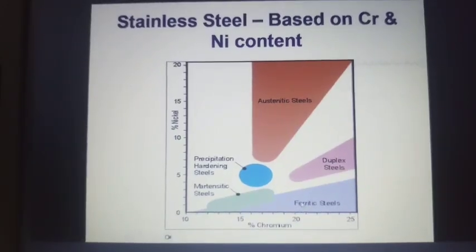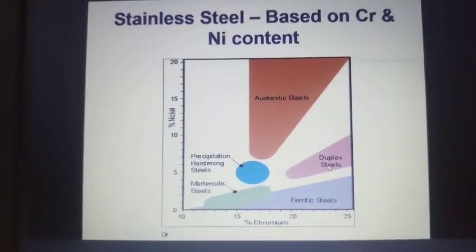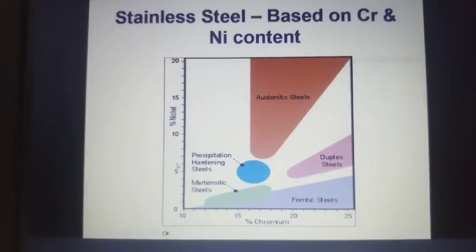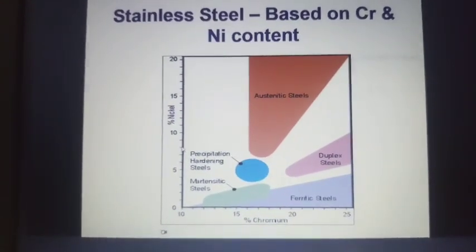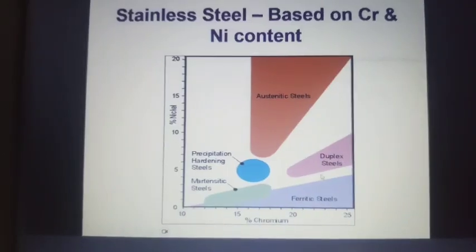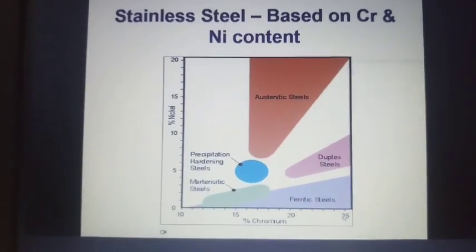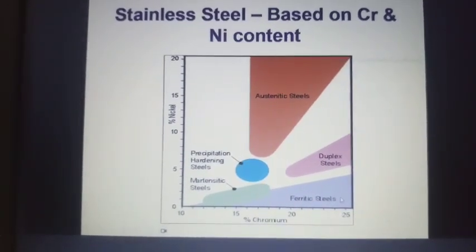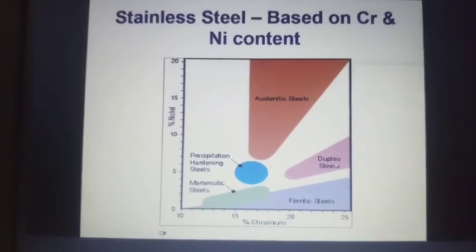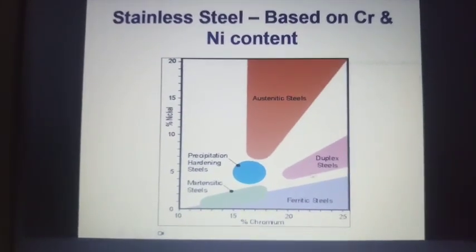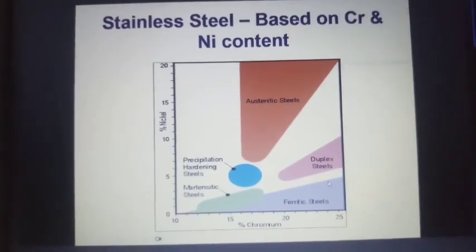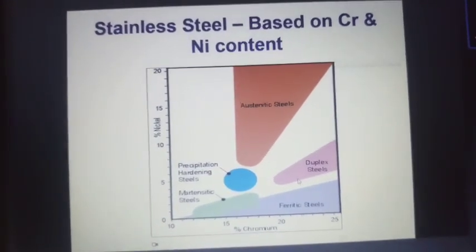And then in duplex stainless steel, you have lower nickel, from 5 to 9%, and then higher chromium, like 22 to 25, 27. So this constitutes the region of duplex stainless steel. Nickel is from 5 to 9, and chromium is from 22 to 27.